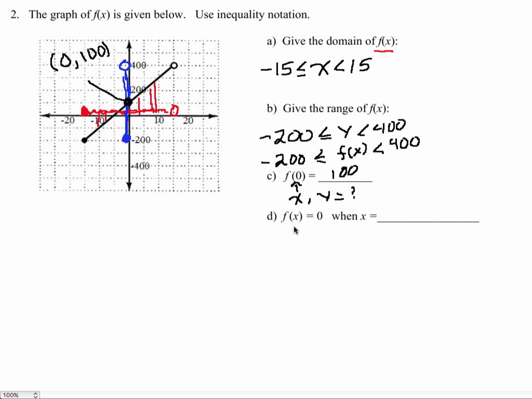Okay, now in part D, what they've done is they've given us that the y value is equal to 0, and they want to know what is the corresponding x value. So if the y value is equal to 0, that must mean that we're on the x-axis. So that corresponds to this point right here, which looking like we're at -5 on the x-axis. So that point would be at (-5, 0), or the corresponding x value would be equal to -5.